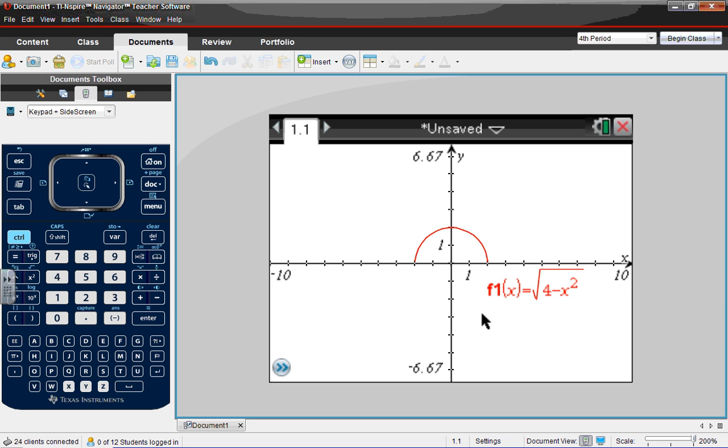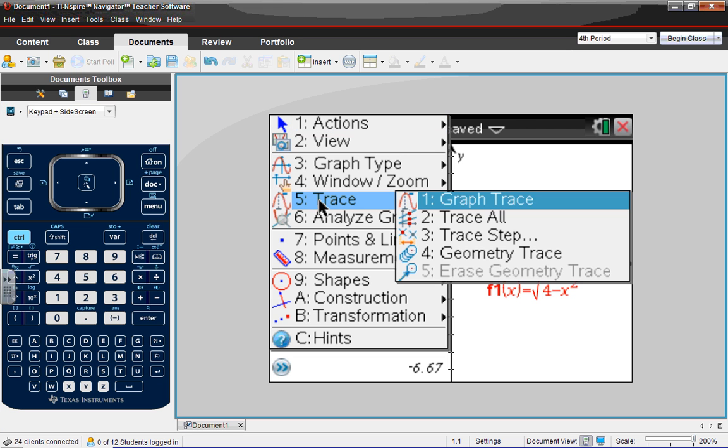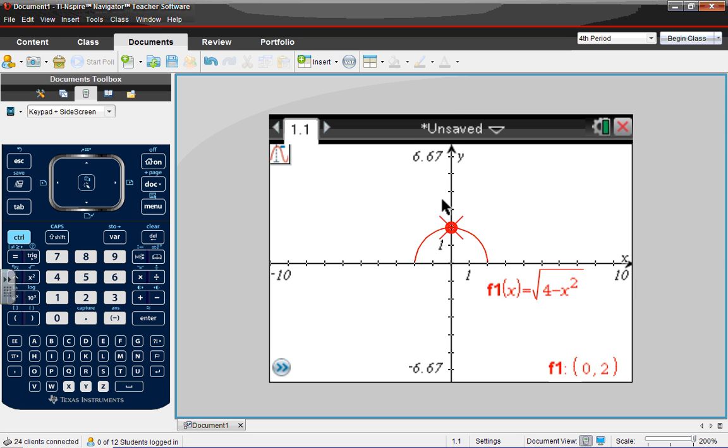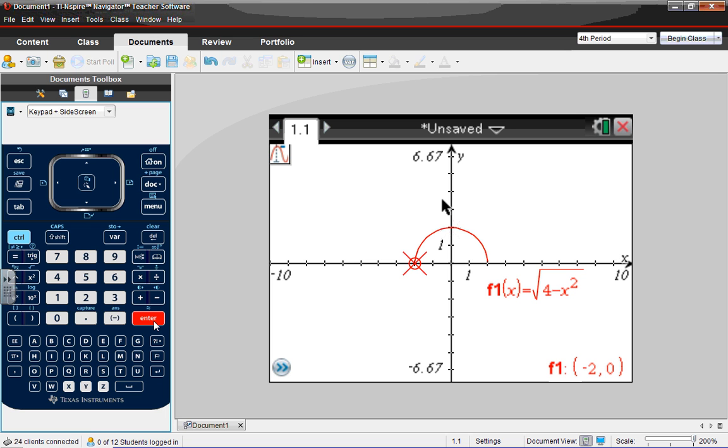Well, how can I determine that? If I hit Menu, Trace, Graph Trace, and hit -2, do you see I have this nice little asterisk looking thing? And it says, hey, right down here on F1, I'm at the value -2, 0. Meaning there is a specific point on that graph at -2, 0. Okay? Which means now if I chug along and I go to -1, guess what? At the value of -1, I have a y value of 1.73.